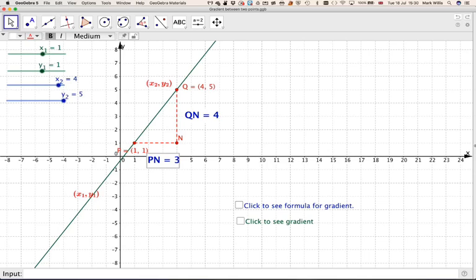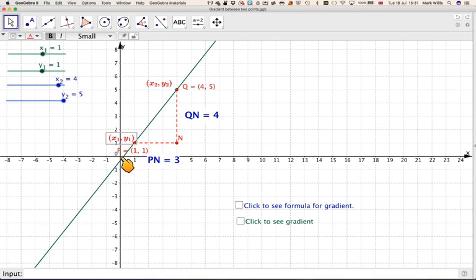So here I have a straight line, and if you remember from your coordinate geometry, if this is P, this is the point Q, then to find the gradient all we need to do is find that distance there, which in this case is 4, and then divide it by this distance here, which is 3. And if you remember, if you label the coordinates x1, y1, just move that up there so it goes with it.